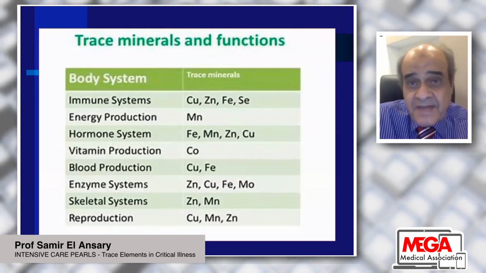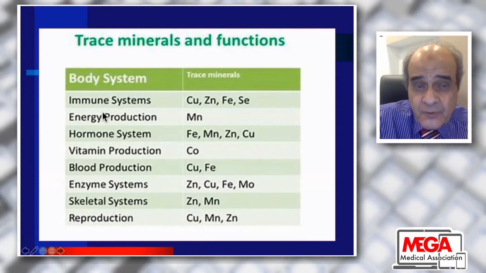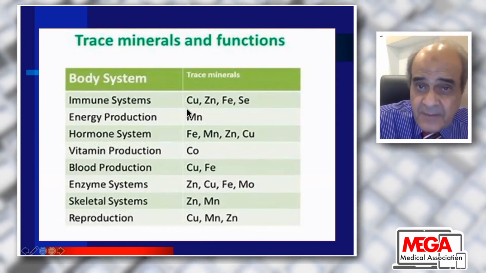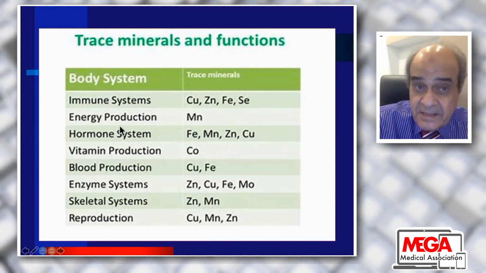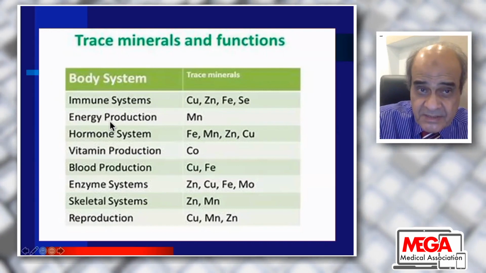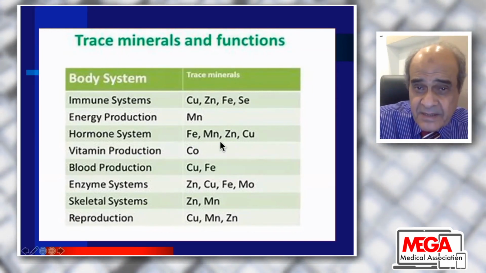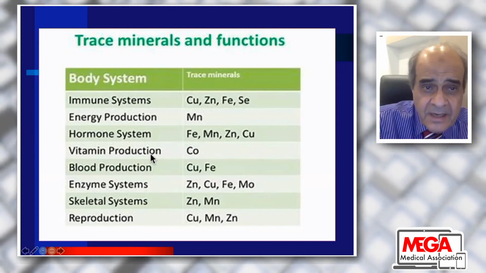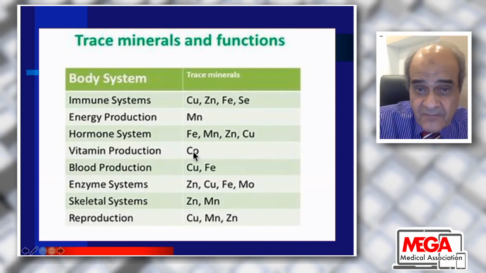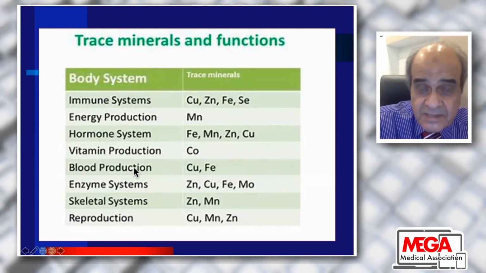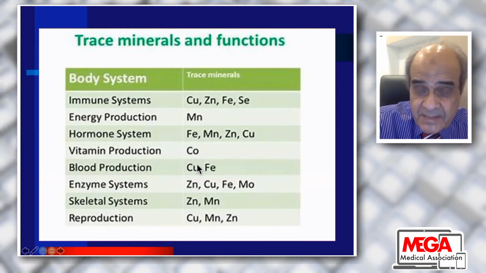Trace elements and their functions, in summary. Immune system: if you want to potentiate the immune system, give copper, zinc, iron, and selenium. Energy production: manganese, if you want to increase energy. For the hormone system, you have to give iron, manganese, zinc, and copper. For vitamin production, especially vitamin B12, you can give cobalamin. And for blood production, don't forget copper, a very important hematopoietic trace element.